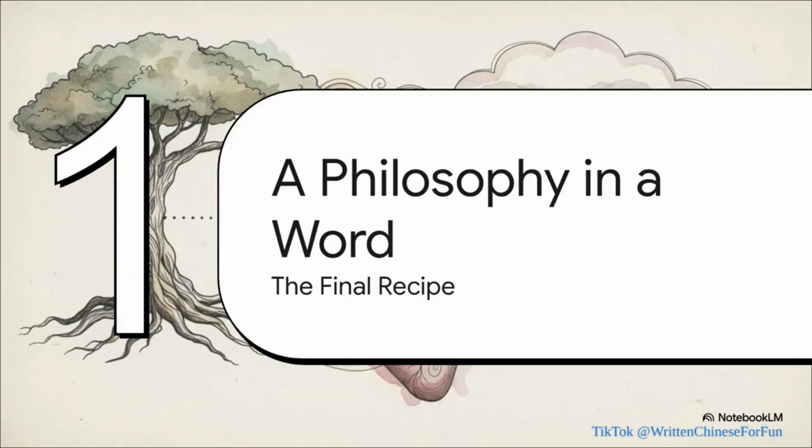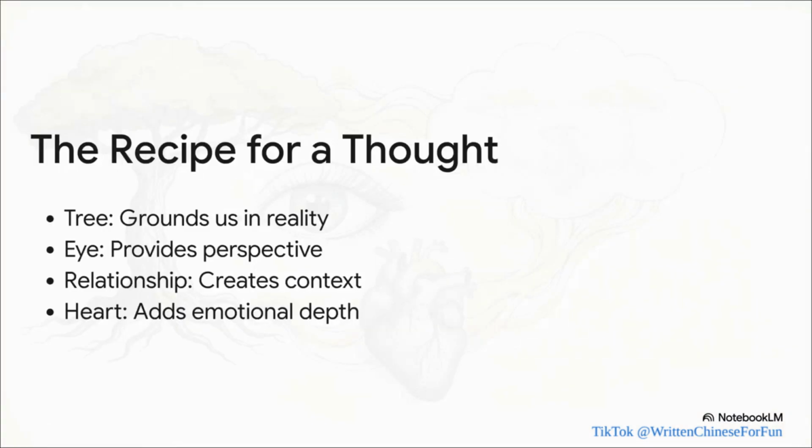Let's just step back for a second and look at that final recipe for a thought. Every single piece is absolutely essential. According to the ancient wisdom baked into this word, a real thought needs all of these things. It needs to be grounded in reality, that's the tree. It needs perspective, that's the eye. It needs to understand context and relationships. And most importantly, it needs to be processed with the emotional depth of the heart.